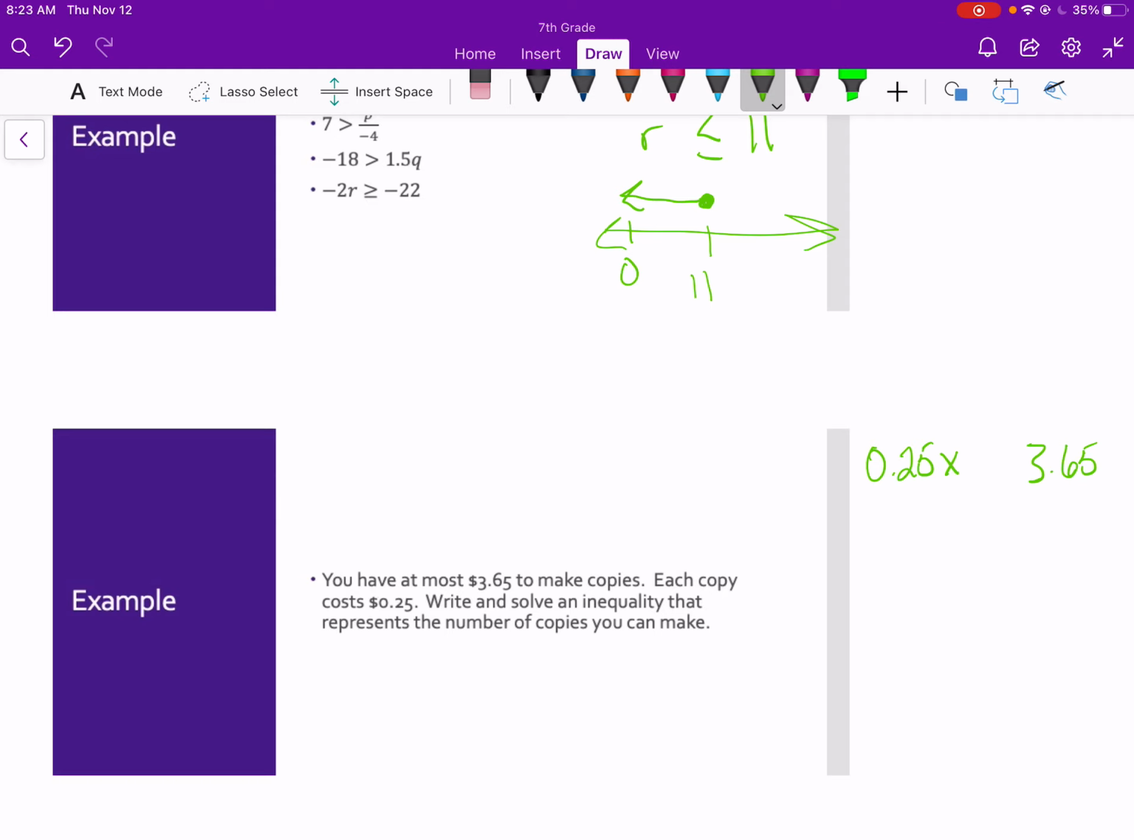So then we have to figure out what symbol goes in the middle. So I know that if I have $3.65, I could spend exactly that, so I know there's an equal to. And I know I can't spend more than that, so the opposite of more is less, so I'm going to put a less than. And then we solve by dividing by 0.25 on both sides. Since it's a positive number we're dividing by, we do not flip the inequality. So we take $3.65 divided by 25 cents, and we get 14.6. So we can make at most 14.6 copies. Well, you can't really make 0.6 copies, so you can make at most 14 copies.